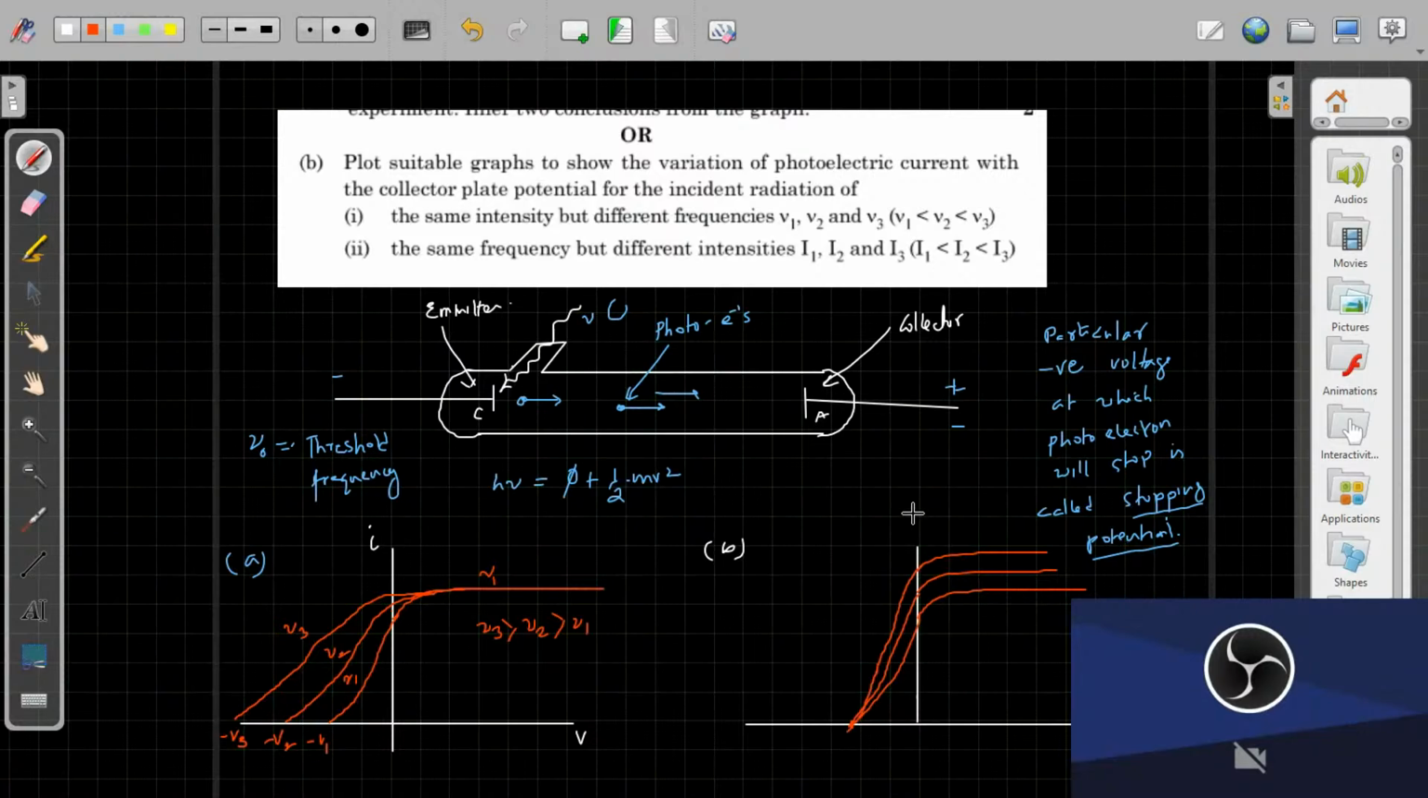So this is photocurrent. This is the positive potential, and this is the negative stopping potential. The positive side we call the accelerating potential, and the negative side we call the retarding potential.